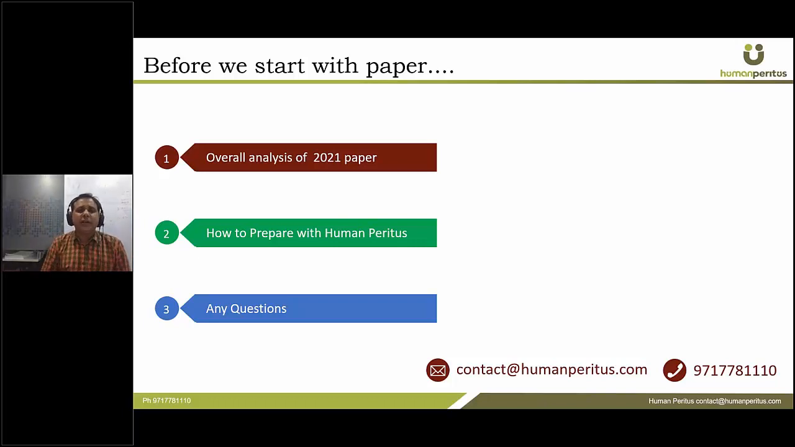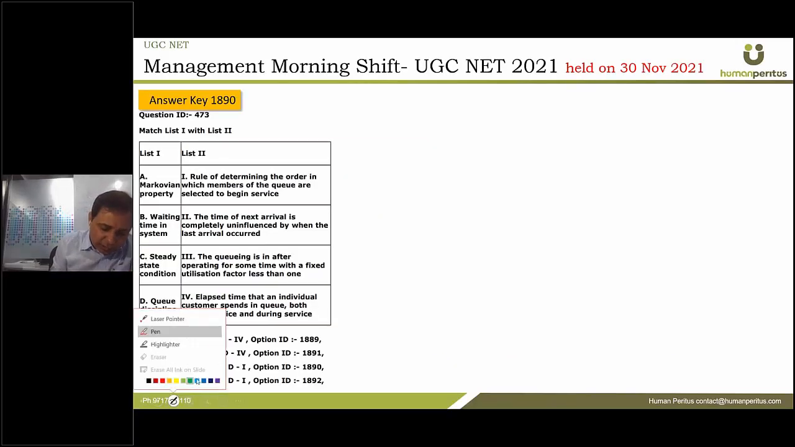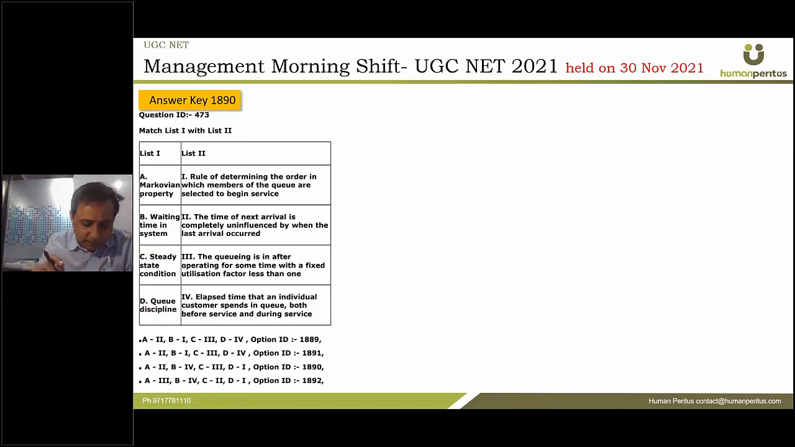So let's get started. This is the first question. It is from the topic of operations management. The topic is queuing theory. If you look at these terms on the left hand side, queue discipline is the order in which people are coming and joining the queue, like FCFS, LIFO, first come first serve, last come first serve, etc.